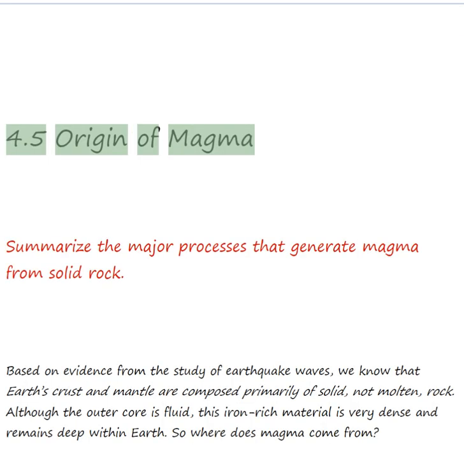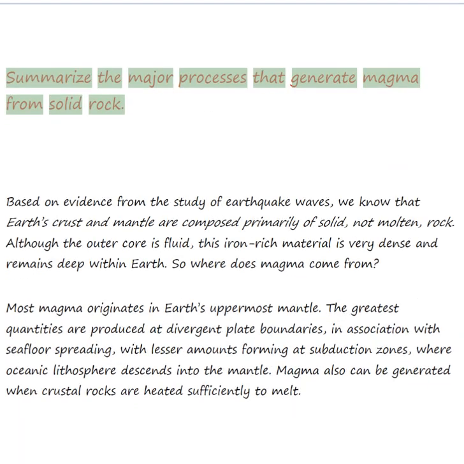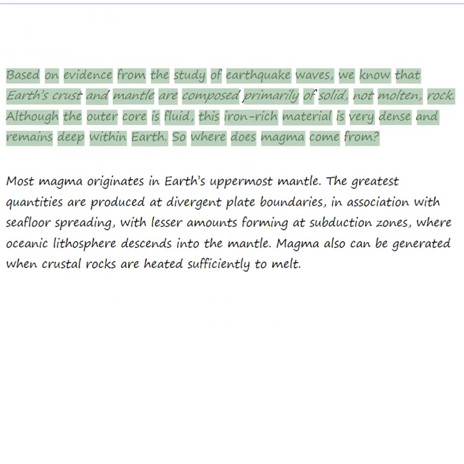4.5 Origin of magma. Summarize the major processes that generate magma from solid rock. Based on evidence from the study of earthquake waves, we know that Earth's crust and mantle are composed primarily of solid, not molten, rock. Although the outer core is fluid, this iron-rich material is very dense and remains deep within Earth. So where does magma come from?